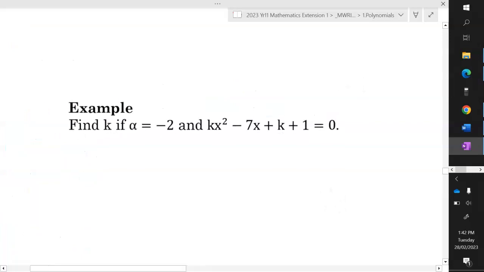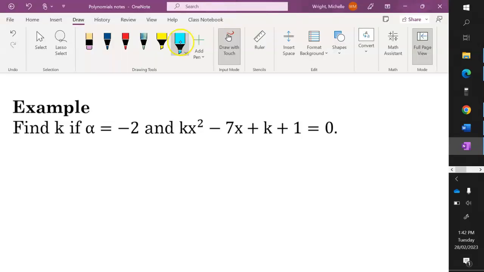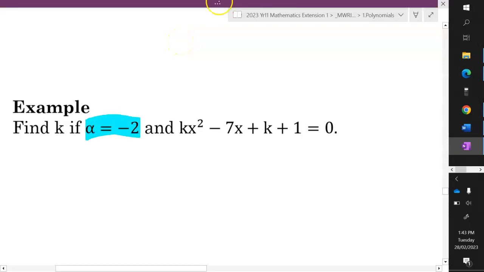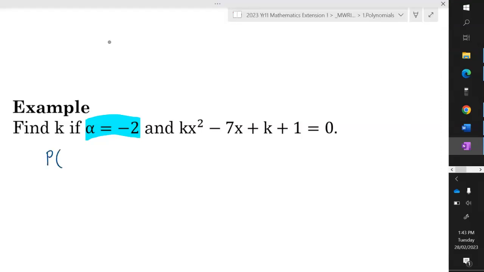Okay, let's move down to the second question here. The example says we need to find k if alpha is equal to minus 2 and kx squared minus 7x plus k plus 1 is 0. Now, the big tip here is that they've given us a root. So we can do this slightly differently than the product and the sum of the roots that we did for the question above, because we know that if we have a root or a zero, then p of that is equal to 0. So if I sub my minus 2 into my polynomial, I'm going to get 0.